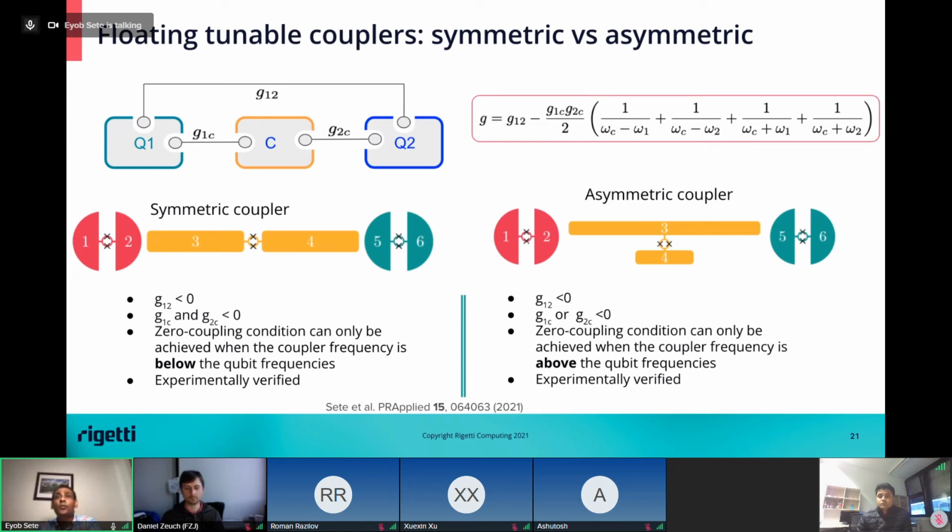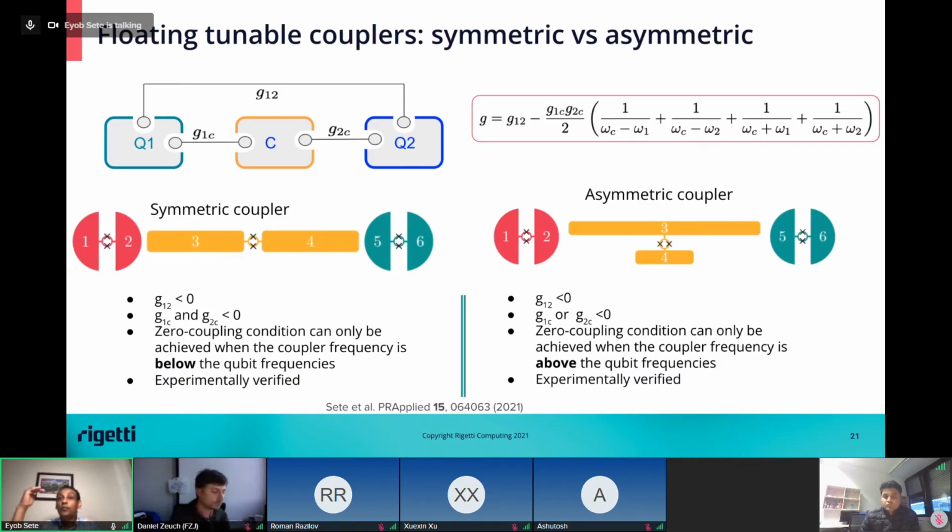So we implemented this. I'm not going to describe this floating tunable coupler, but we implemented this on a tunable coupler architecture. Symmetric means the pads are symmetrically coupled to the qubit pads. Asymmetric means the 2 pads of a tunable coupler are not coupled symmetrically to the qubits. This has implication in the polarity of the coupling, the G12 and the G1C and G2C. So if the polarity of this changes, then you have to make sure what the frequency of the coupler with respect to the qubit is, because that also changes the sign, right? So it's just an interplay between the polarity of the coupling and the operation frequency of the coupler.